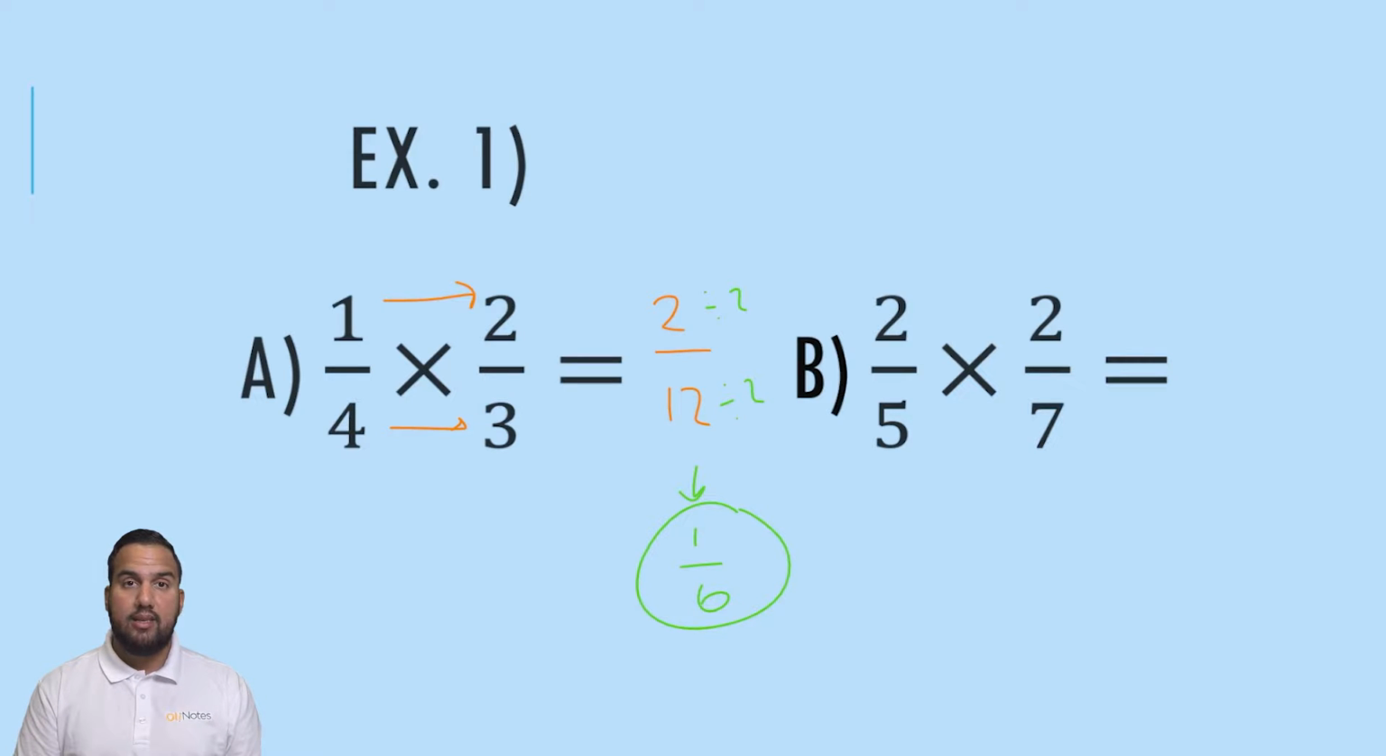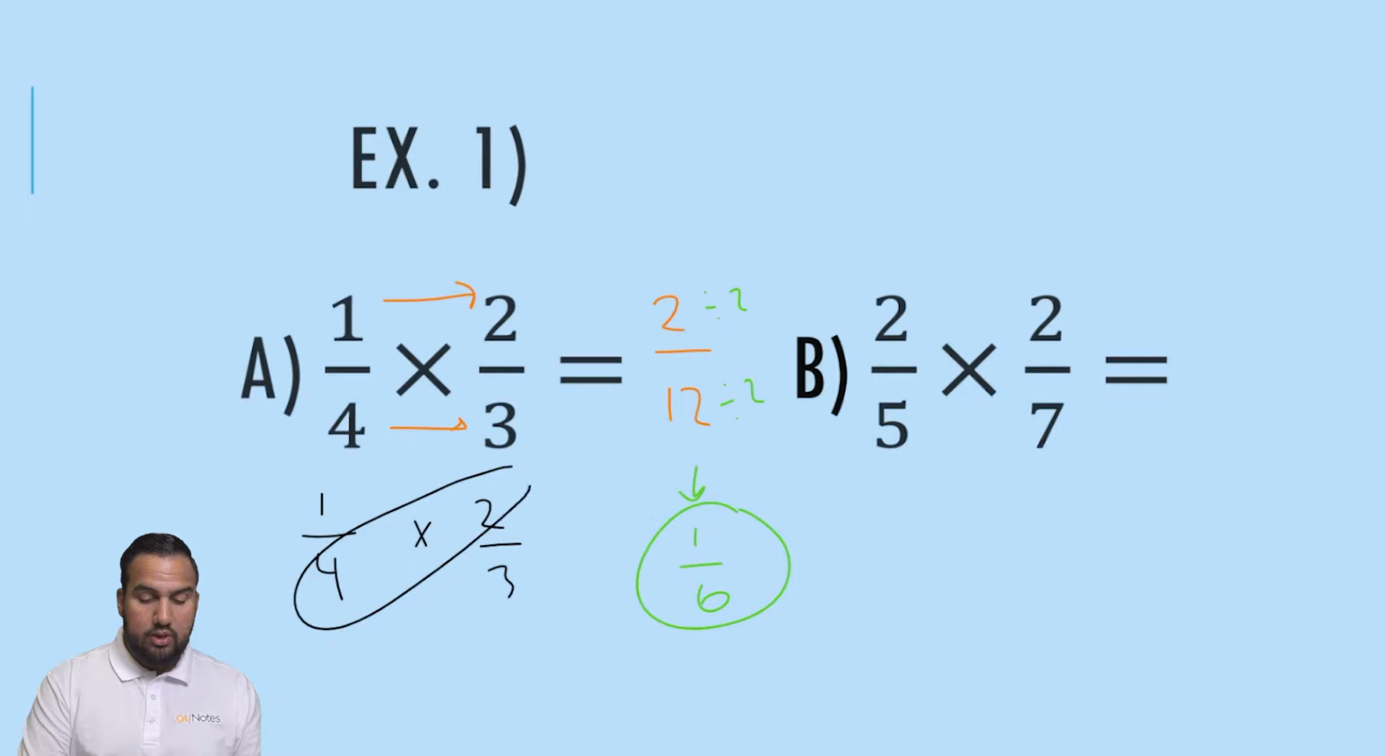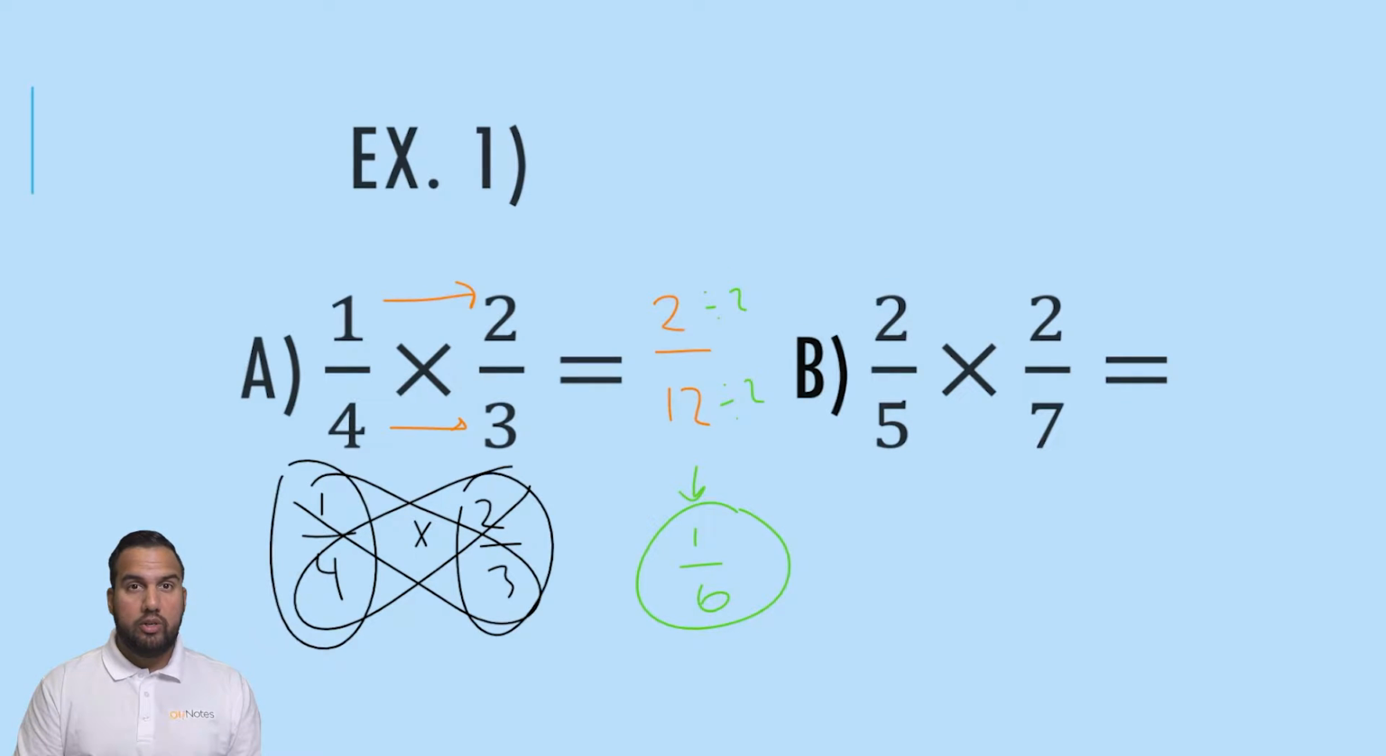And that's it. So what's the shortcut? The shortcut would have been this. What if I take 1/4 times 2/3 to the side, and I ask myself, what could I simplify? You're allowed to simplify diagonally or up or down. So look to see if you can simplify this way first. And if that fails, then try to simplify up and down.